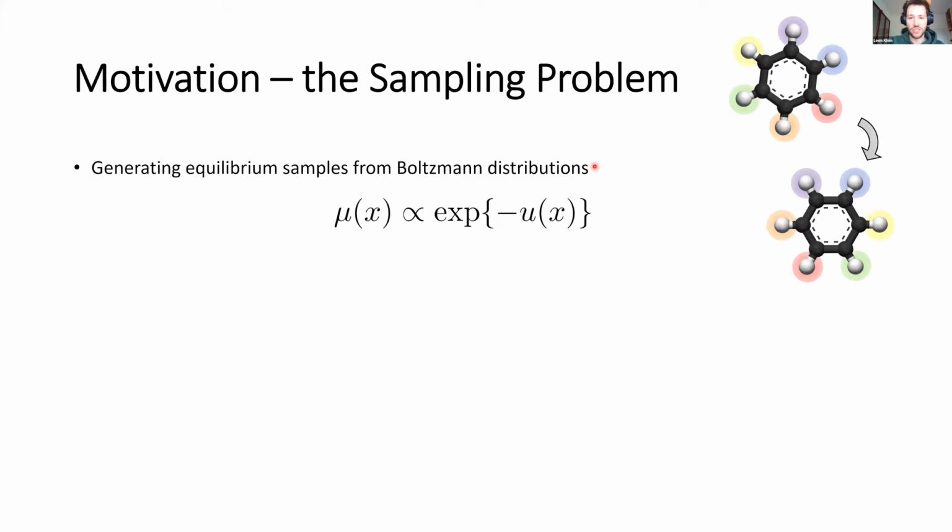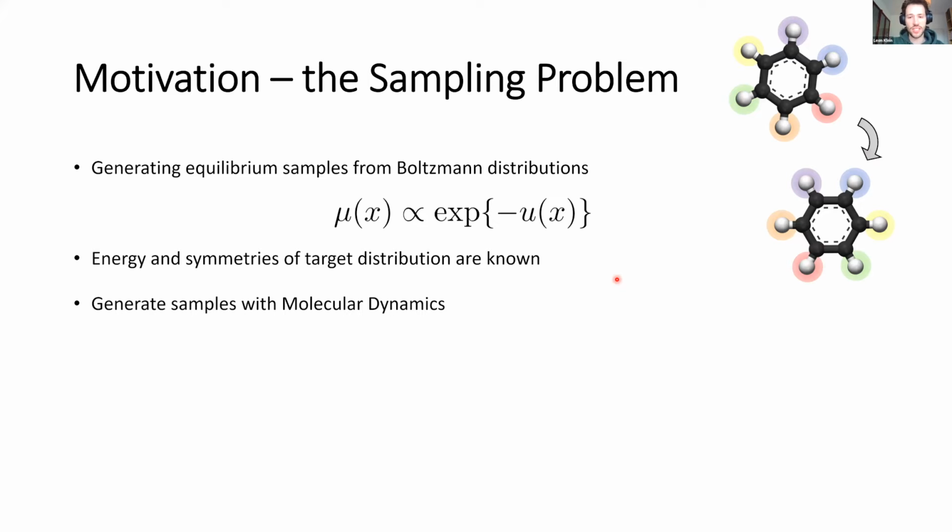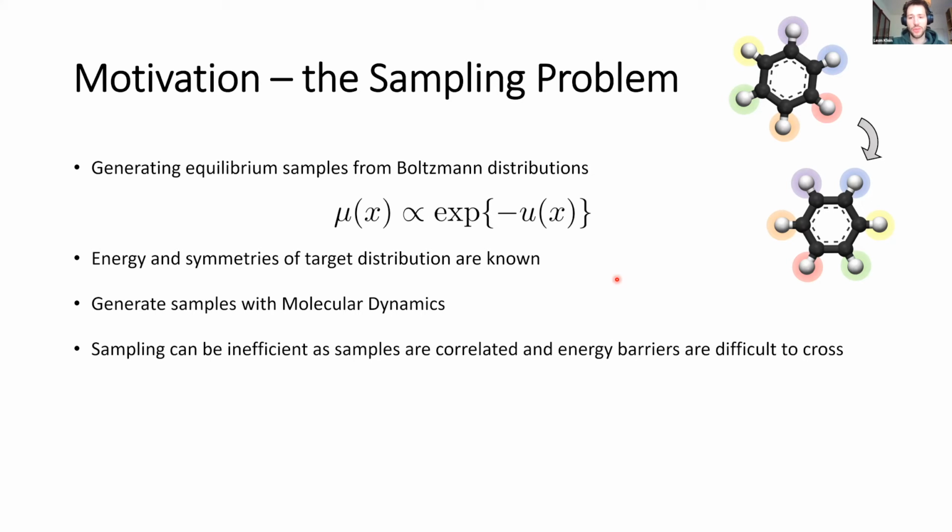So what is the motivation for Boltzmann generators? The goal is to generate equilibrium samples from the Boltzmann distribution. We assume that the target energy U is known, and therefore also the symmetries of the distribution are known. Classically, we do this with long MD simulations to generate trajectories. But the problem with these is that samples are of course correlated, and overcoming high energy barriers might be difficult. So transitions between different metastable states might be rare and will require long MD simulations.